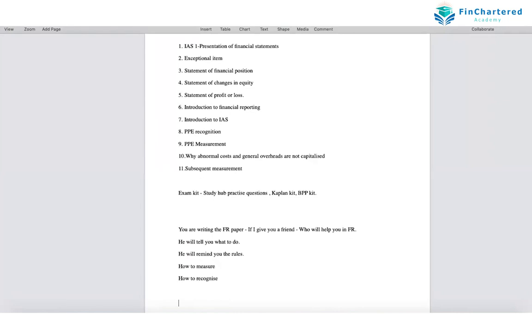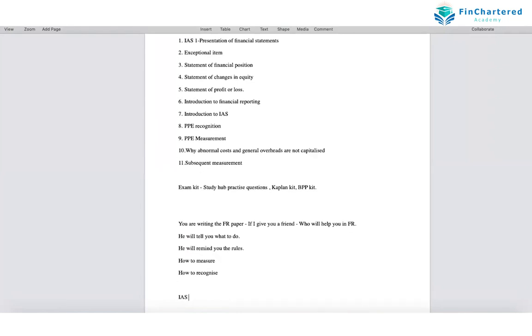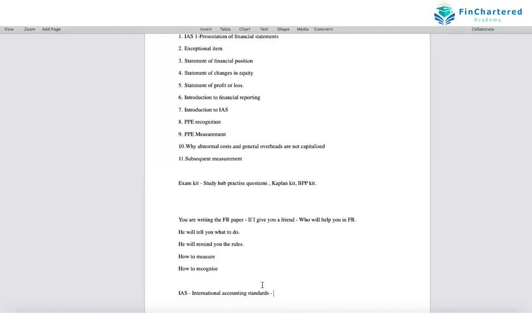This friend is IAS. IAS is basically like a friend for you in your FR paper. IAS is basically helping you in preparing the financial statements, in doing financial reporting. The name of this friend is International Accounting Standards. A lot of people get very panicked when I say IAS, but this is just a friend who is going to help you in financial reporting.